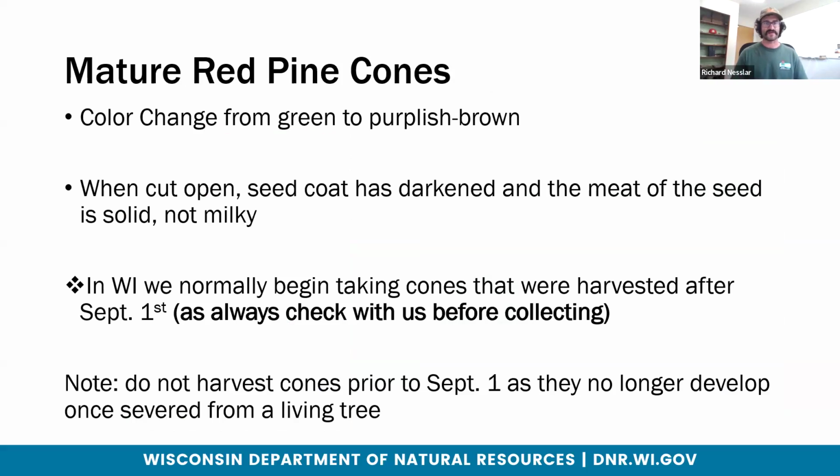So to recap what a mature red pine cone is going to look like, we're looking for that color change from bright green to more of a purplish, transitioning into a brown. When you cut the cone open, the seed coat is darkened and the meat of the seed is going to be solid, not milky. In Wisconsin, we are normally going to begin taking cones that were harvested after September 1st. We've done a bunch of timing studies and found that seeds collected after September 1st, for the most part, have a high germination rate. Those collected before this date are going to have a much lower germination rate.